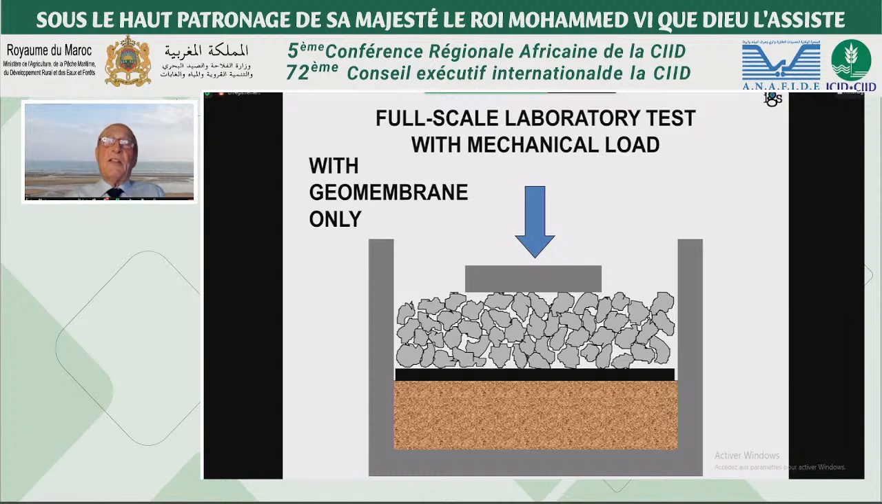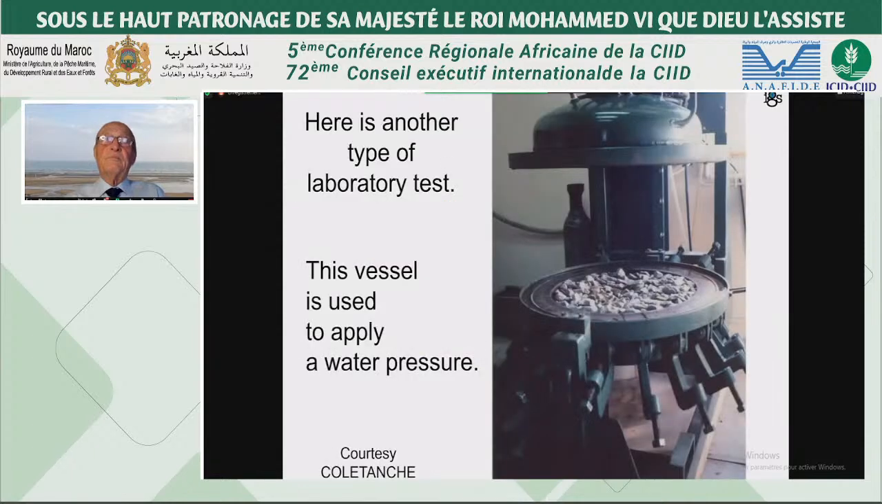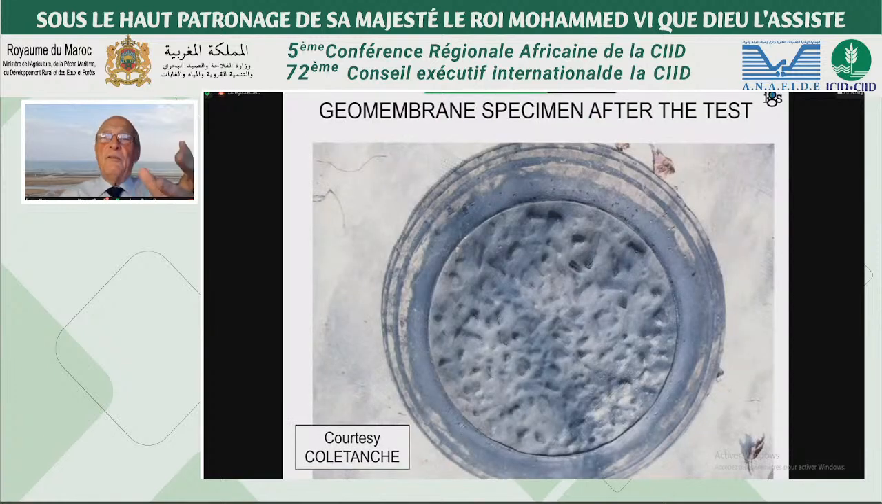Here is schematically a full-scale laboratory test with a mechanical load, here with a geomembrane only, here with geomembrane and geotextile. This is here another type of test. This vessel is used to apply water pressure. Here we see a specimen of geomembrane after the test, and we can decide at this point if it is acceptable or not.